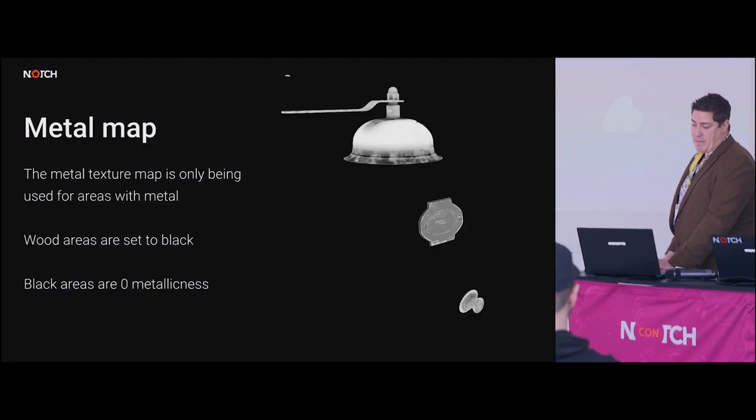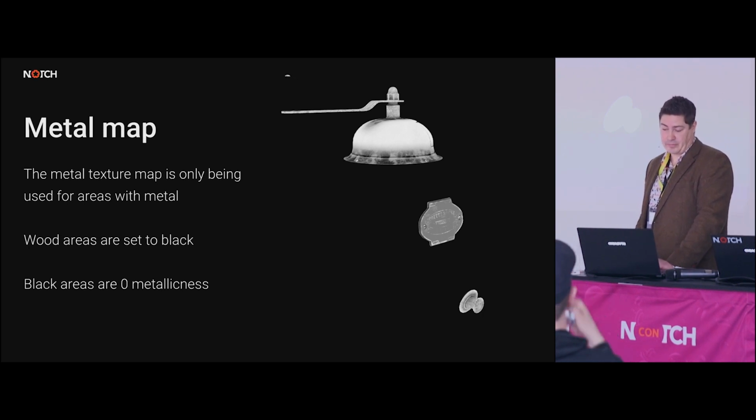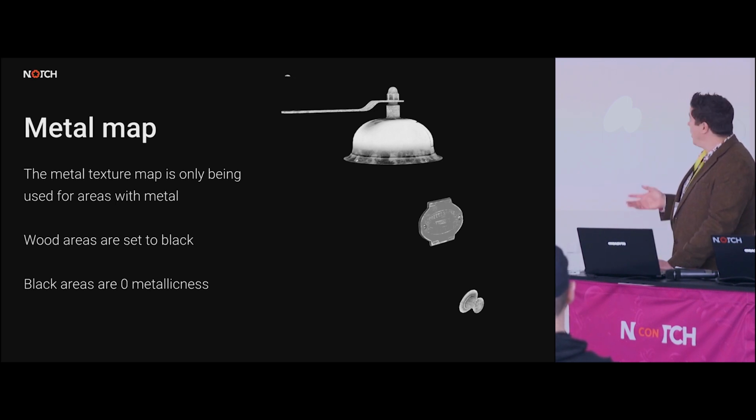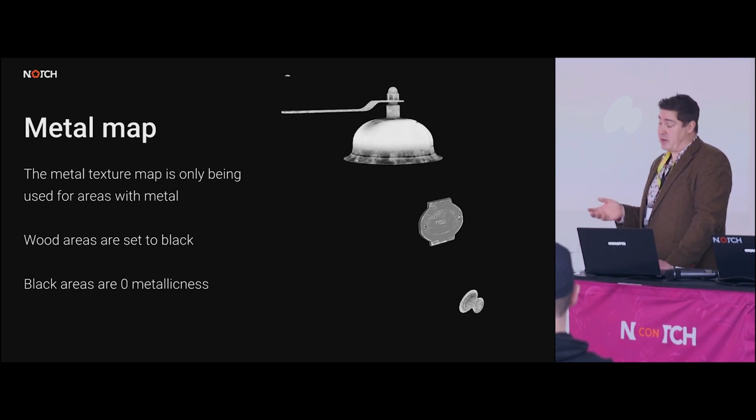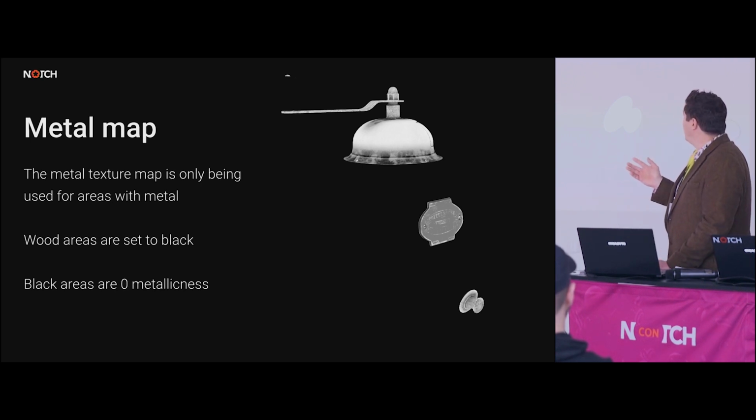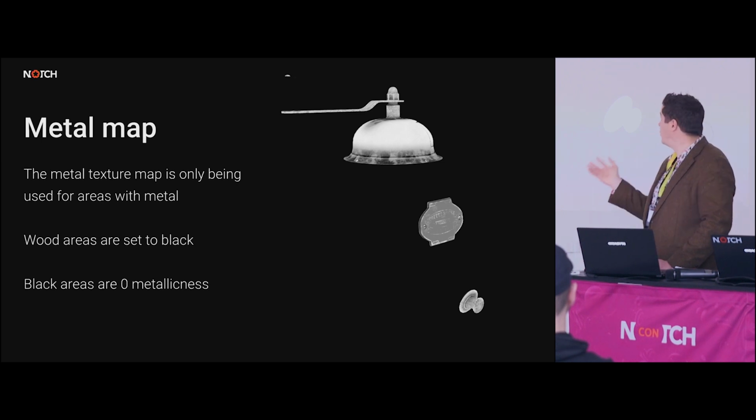So now we're going to look at the metal map and what it looks like on the coffee grinder. As you can see, the metal map only shows up on the areas where the metal is. So you can see the top of the coffee grinder, the handles, the badge, they're all metal. Everything that isn't metal is black. So all of the wood is set to black on this.